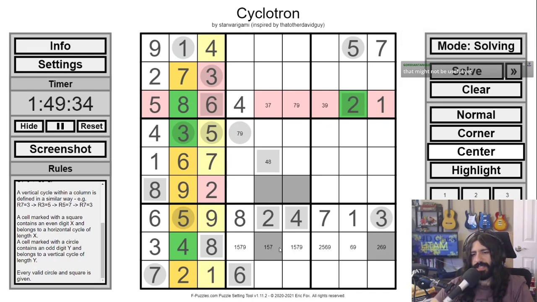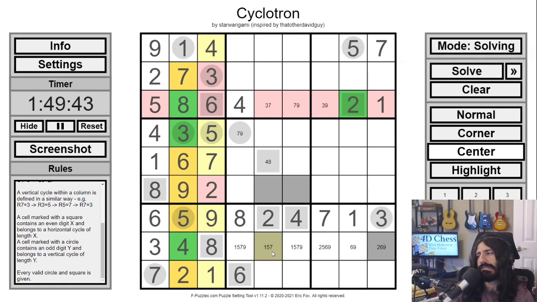So, like, if we did... three cycles that contain both. Oh, that might not be useful yet.